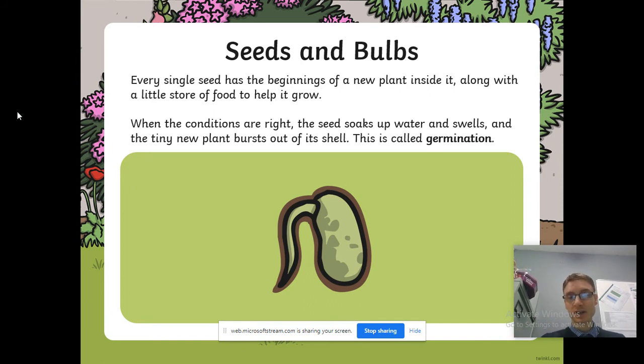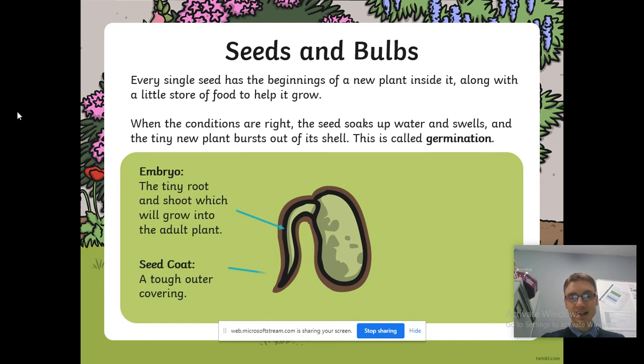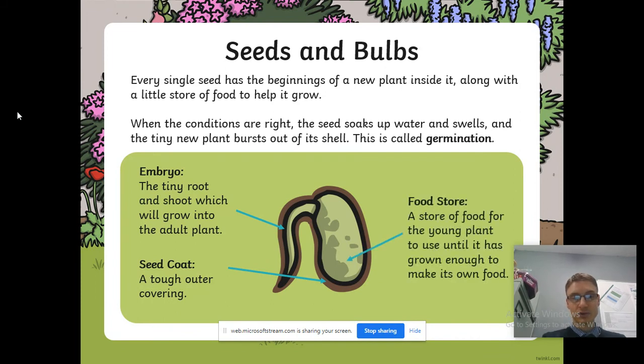When the conditions are right, the seed soaks up water and swells, and the tiny new plant bursts out of its shell. This is called germination. So you can see here it's labeling the seed. You've got the root here, and the shoot, which will grow into an adult plant. You've got the seed coat, a tough outer layer, and then you've got the food store. This is until it has grown enough to make its own food.